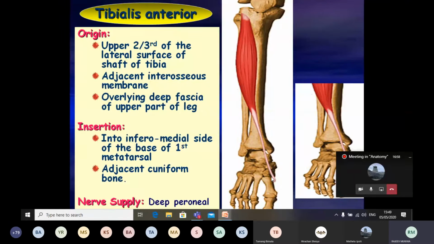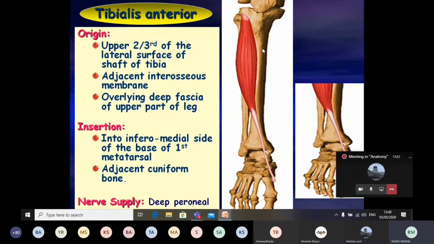dorsum of the foot. It will insert in this articulated foot. These are the tarsal bones. These are the metatarsal bones, 1, 2, 3, 4, and 5. There are 5 metatarsals. This is the first metatarsal, and these are the phalanges. This is your medial cuneiform, intermediate and lateral cuneiform, then cuboid bone, navicular. This is the talus, and inferiorly there will be the calcaneum bone.